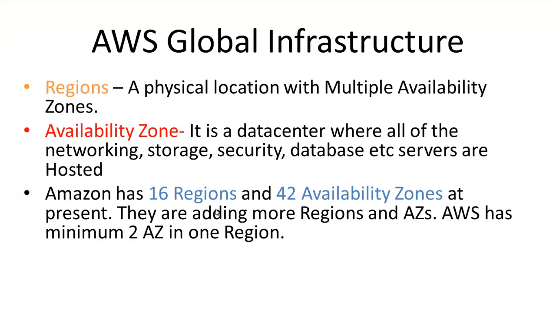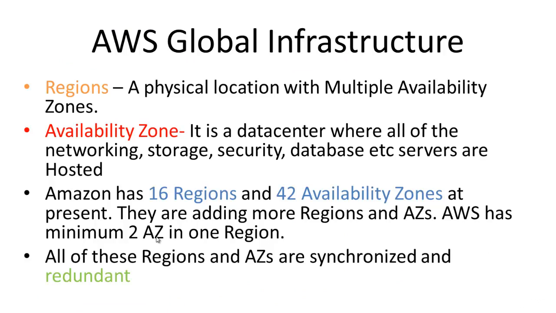So I mentioned that there are 16 regions, 42 availability zones, and each region has a minimum of 2 availability zones. Okay, AZ means availability zone, and all of these regions and availability zones are synchronized. Even if there's a nuclear attack in any country or region, there are other regions which will take care of the connectivity. Okay, so that's the reason this cloud is very popular. So as a recap, we talked about region, availability zone, and edge locations.